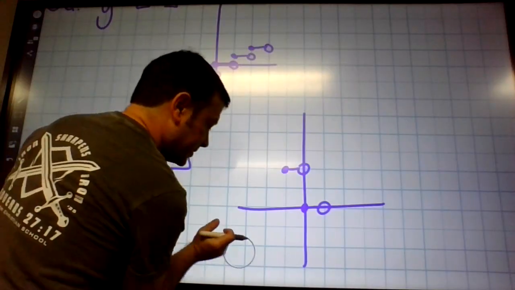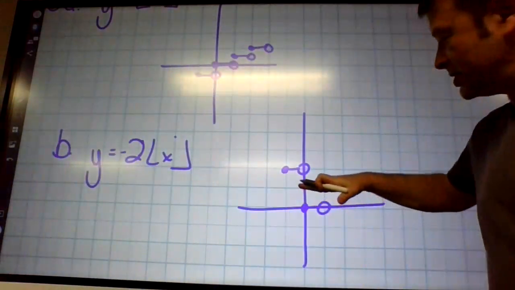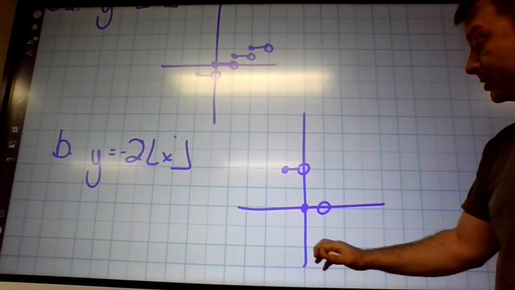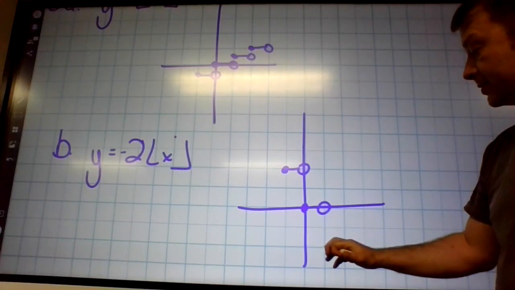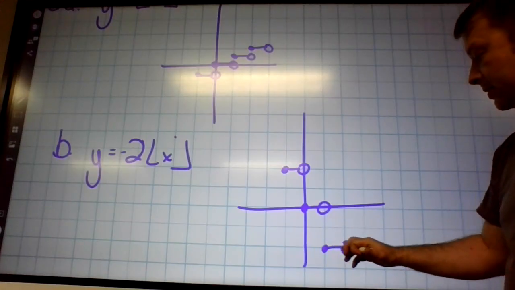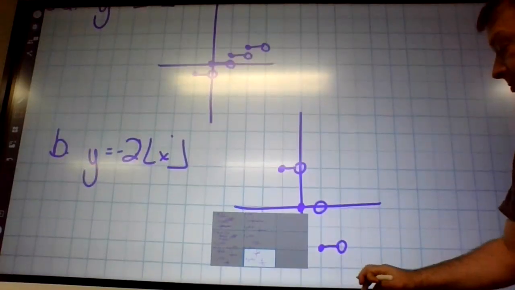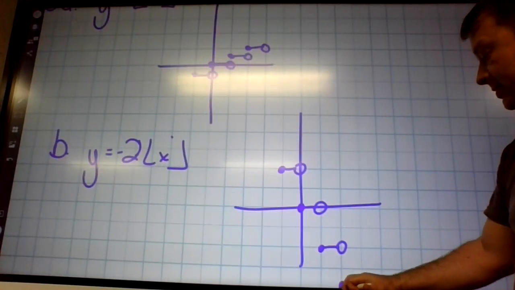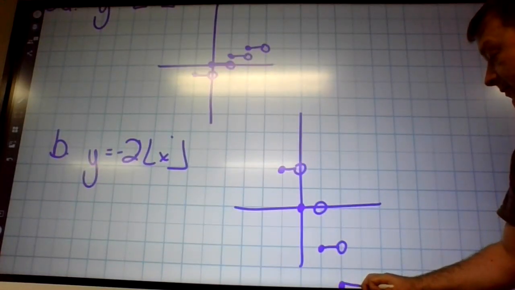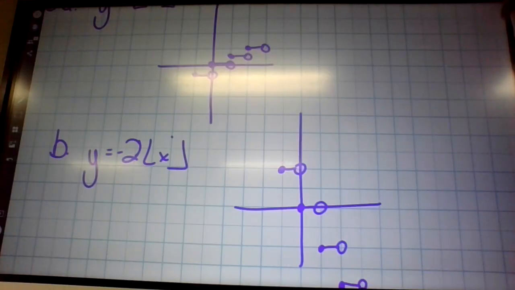Sorry, I drew a lot of extra stuff down. So what was at +1 is now going to be at -2. And what was at, oops, I didn't leave myself enough room. What was at 2 is now going to be at 4, or -4.